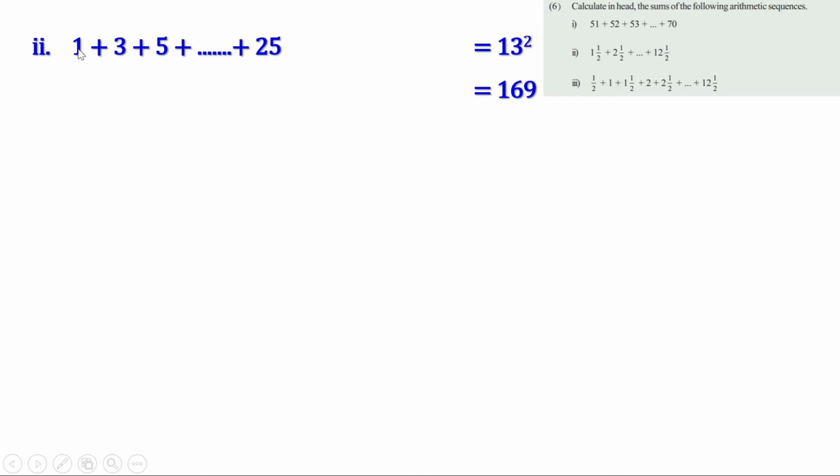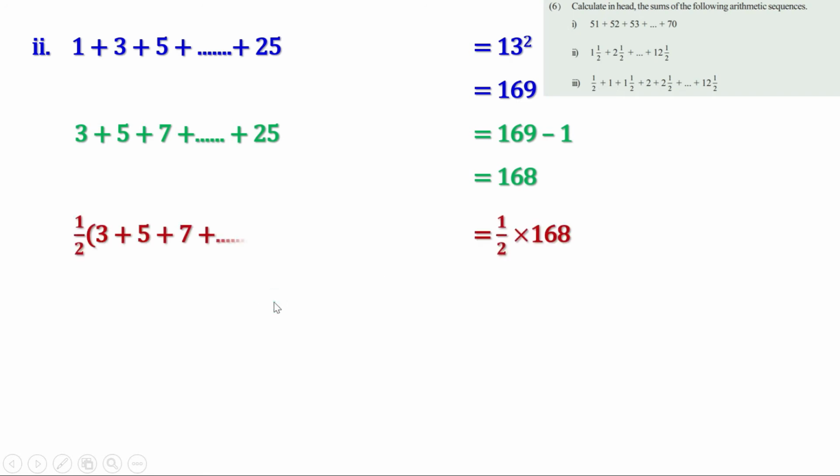Now let me take 1 on the other side. So we get 3 plus 5 plus up to 25 equal to 169 minus 1 or 168. Now look at our problem. 1 and a half is half of 3. 2 and a half is half of 5. Lastly, 12 and a half, that is half of 25. So we need to find half of this sum. Then we have to find half of 168. That is half into 3 plus 5 plus 7 plus up to 25 equal to half into 168.